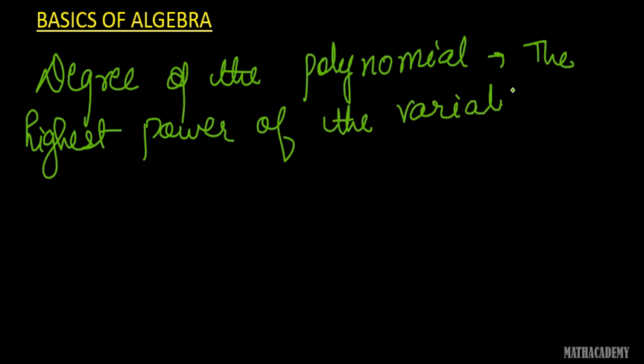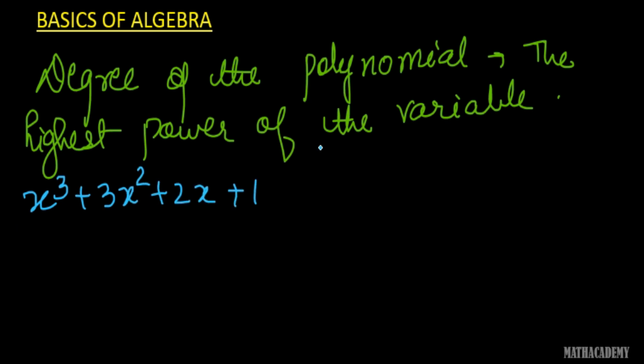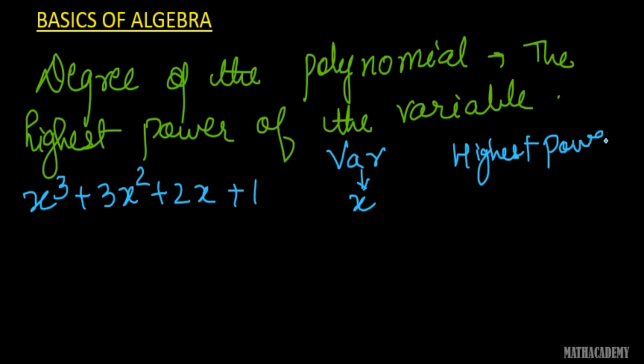Let us take an example. Suppose we have an algebraic expression x cube plus 3x square plus 2x plus 1. Here, what is our variable? Variable is x. And what is its highest power? Here the power is 1, here the power is 2, and the highest power is 3. 3 is the highest power.